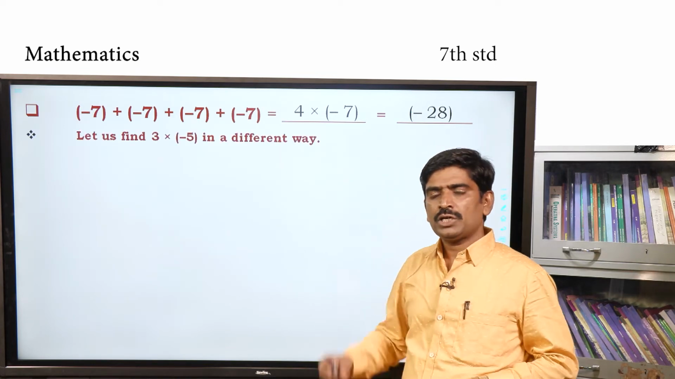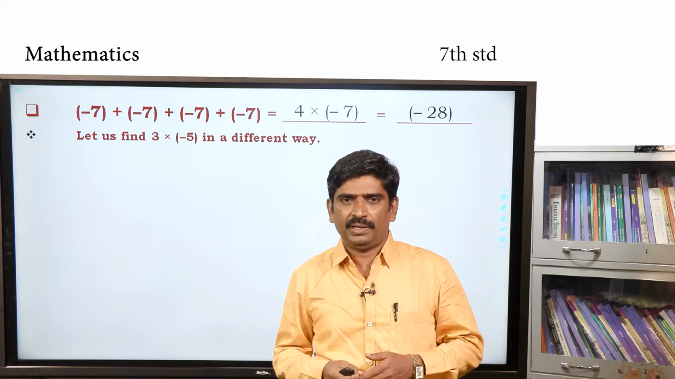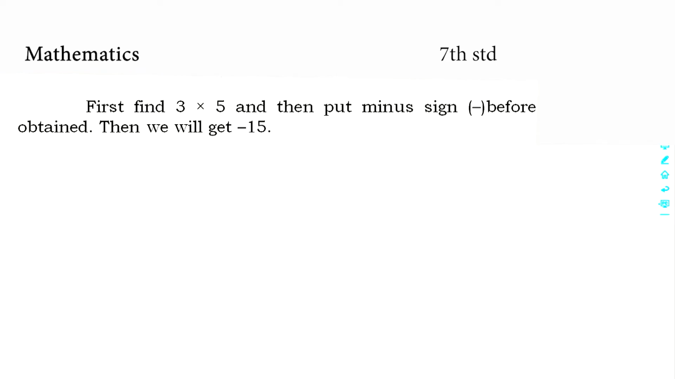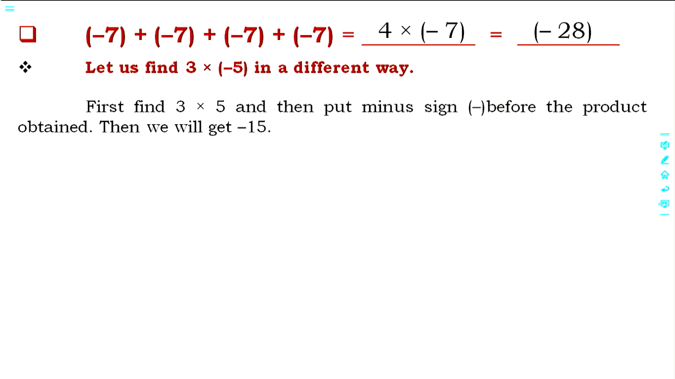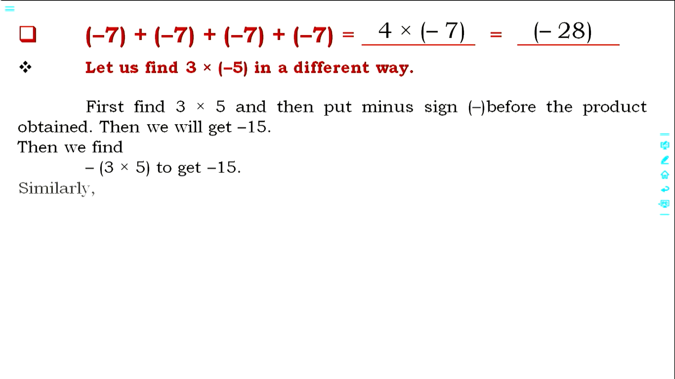Let us find 3 into minus 5 in a different way. First we find 3 into 5 and then put a minus sign before the product obtained. Then we get minus 15. So we find minus of 3 into 5 to get minus 15. Similarly, 5 into minus 4 is equal to minus of 5 into 4. The minus comes before the product. Observe it, then minus 20.